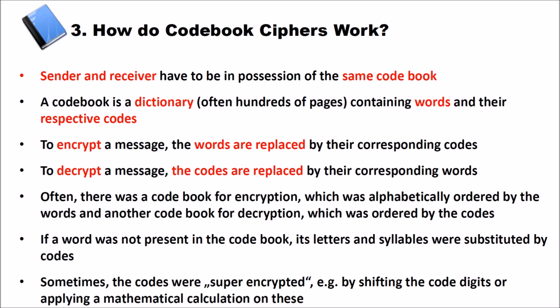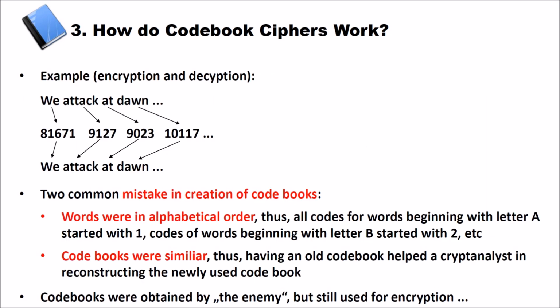That should make it harder for a cryptanalyst to break the code. And here I have an example of how a Codebook Cipher works. For instance, we have the message "we attack at dawn" and then something else. First the "we" gets replaced by a number, then the "attack" gets replaced by a number, the "at" gets replaced, and the "dawn" gets replaced.